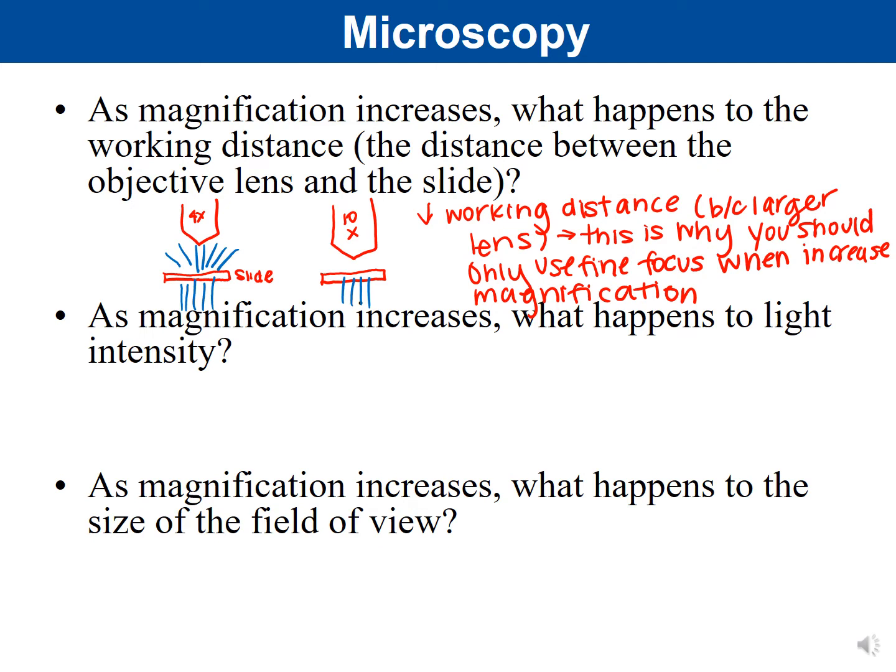So it's going to go all over. Notice when we go up in magnification and our lens gets larger, less of that light is getting up and into the lens. So as our magnification increases, what happens to light intensity? We get a decrease in light intensity.